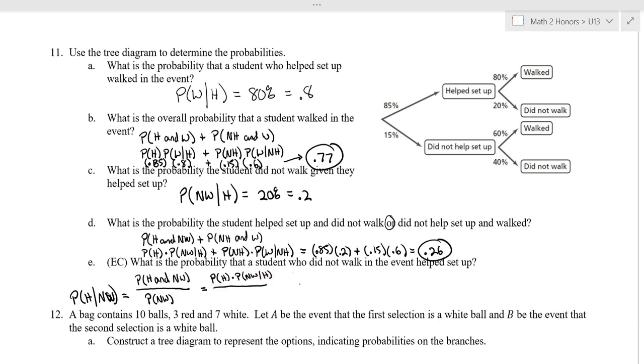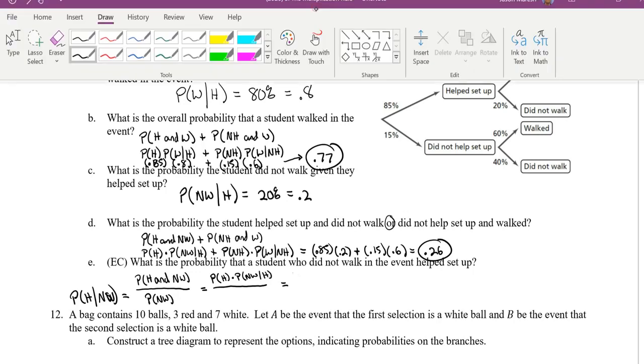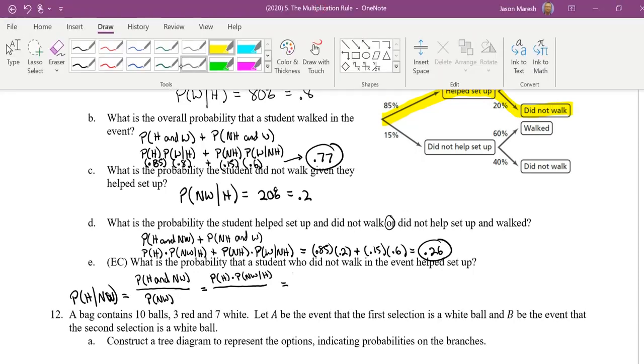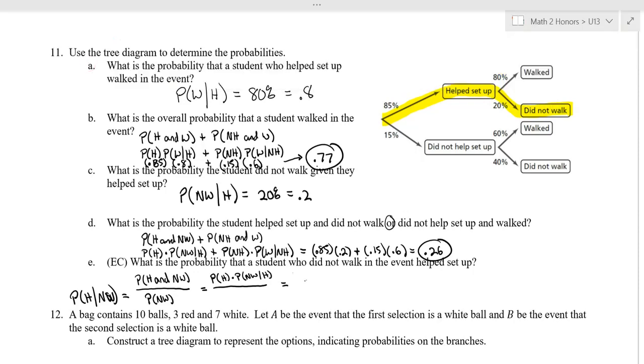I'm just going to work on the top part of this fraction real quick here. Probability of helping is 0.85. I'm going to highlight that one right here. So it'd be going this direction right there. So that's going to be 0.85, the probability of helping times the probability of not walking given that you helped. So that'd be 0.2, over. Alright, now working on the denominator.